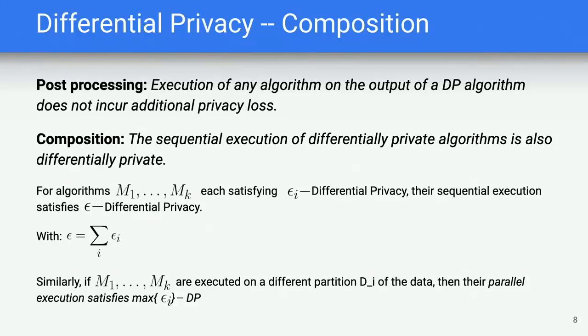It also has some very nice properties. I'm going to stick with just two of them, post-processing and composition. Post-processing tells us that the output of any differentially private algorithm can be used without any additional privacy loss. Okay. And composition tells us that if we run multiple algorithms, it tells us how the privacy guarantee degrades. Okay. And these are some details. Again, not necessary right now.